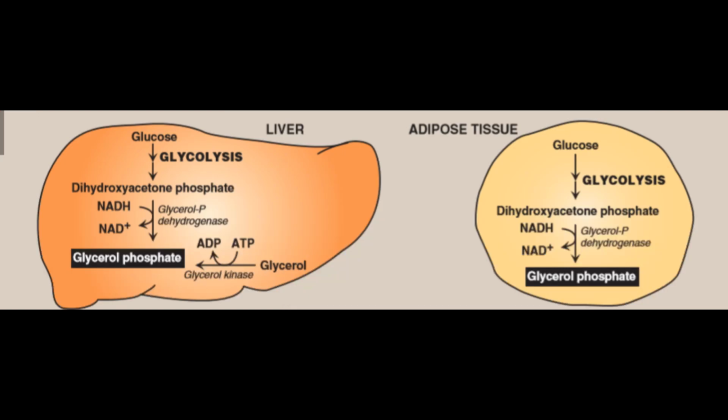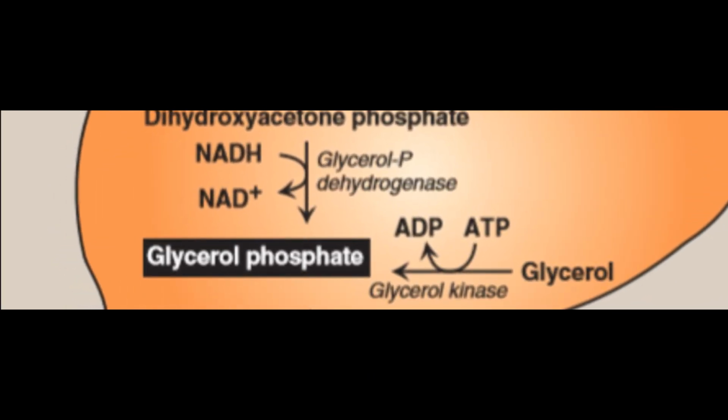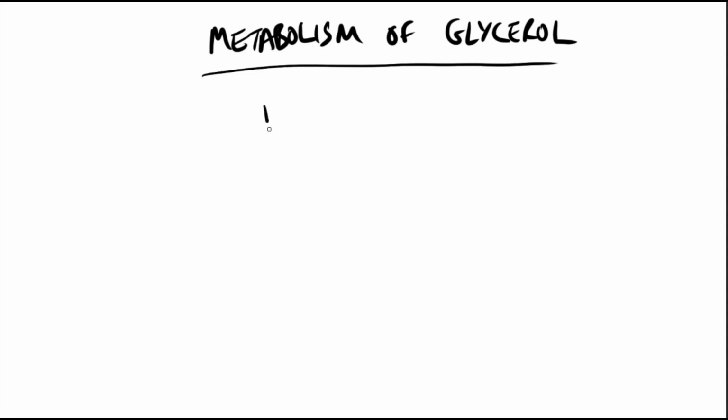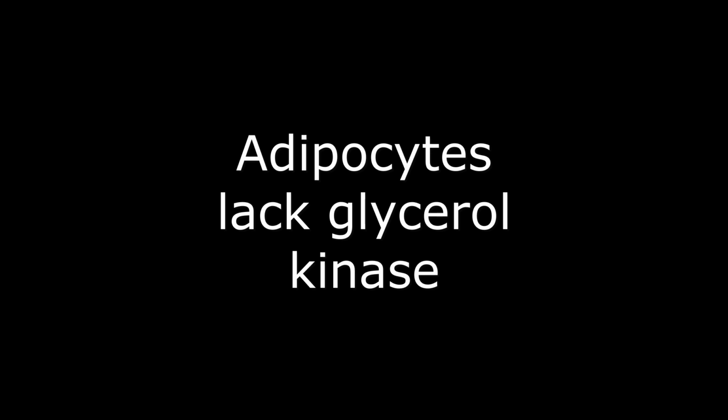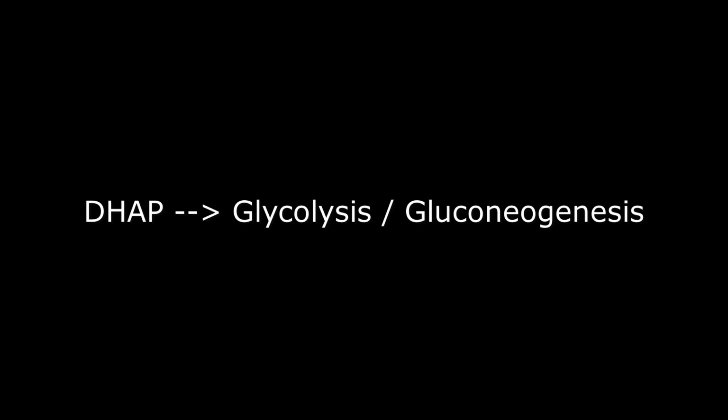A second pathway, found in the liver but not in the adipose tissue, uses glycerol kinase to convert free glycerol to glycerol phosphate. The glycerol released during TAG degradation cannot be metabolized by adipocytes because they lack glycerol kinase. Rather, it is transported through the blood to the liver, where it can be phosphorylated. The resulting glycerol phosphate can be used to form TAG in the liver or can be converted to DHAP, which can participate in glycolysis or gluconeogenesis.